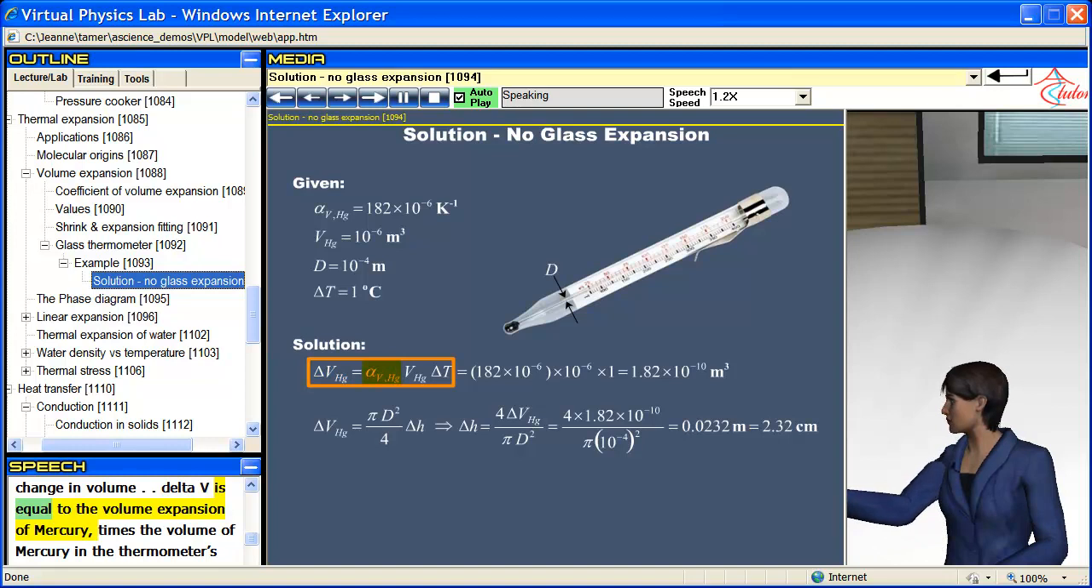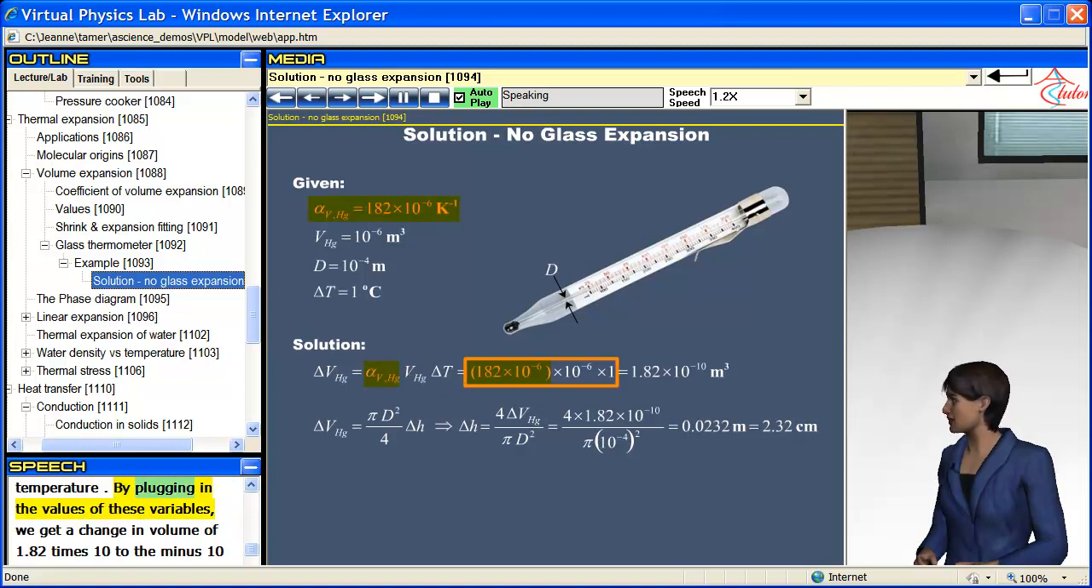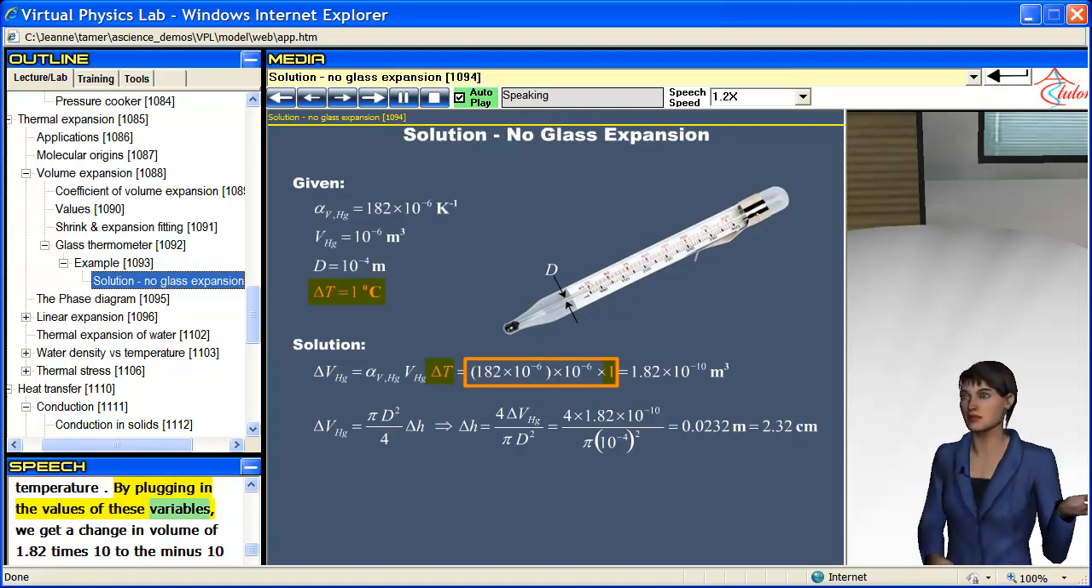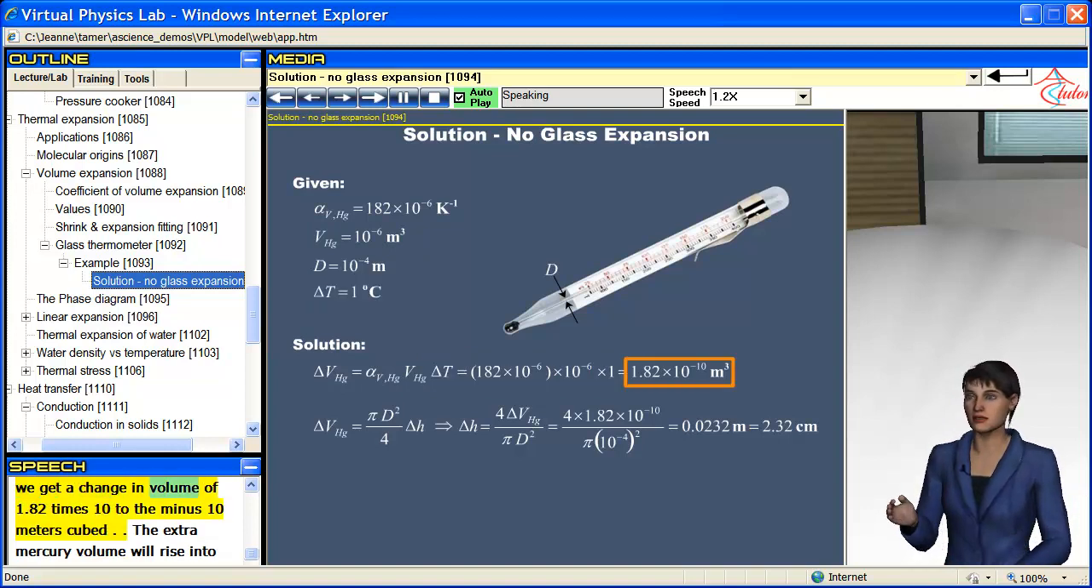We can use the formula for volume expansion to find the change in volume. Delta V is equal to the volume expansion coefficient of mercury, times the volume of mercury in the thermometer's bulb, times the change in temperature. By plugging in the values of these variables, we get a change in volume of 1.82 times 10 to the -10 meters cubed.